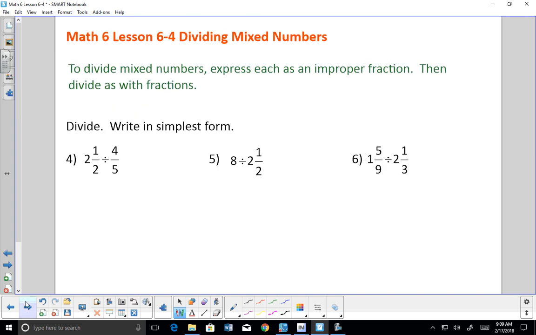Now, to divide mixed numbers, again, we need to express each mixed number as an improper fraction. You cannot just divide the whole number parts and divide the fractional parts. It doesn't work that way. We must express each number as an improper fraction first. That's very, very, very important. Then you divide like usual, which means you multiply by the reciprocal. Okay, let's take a look at some problems.